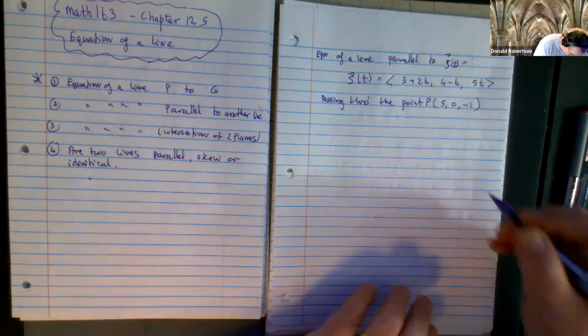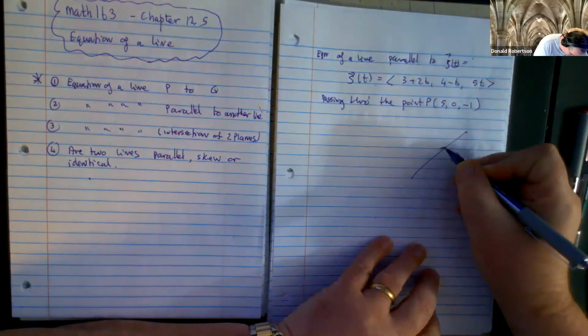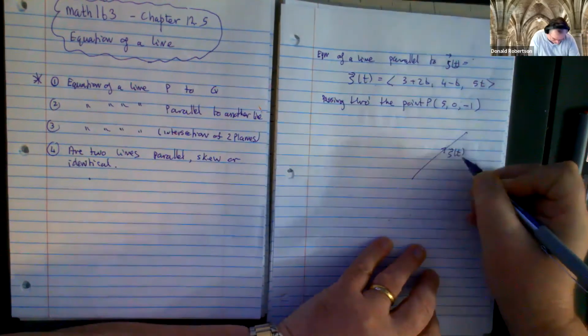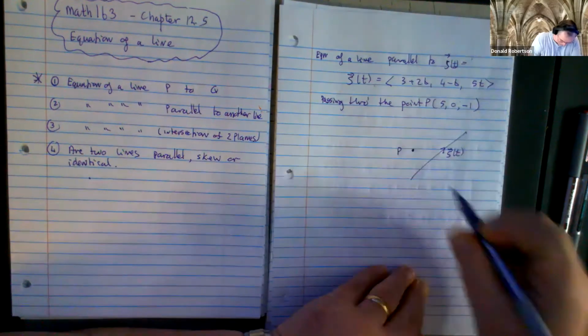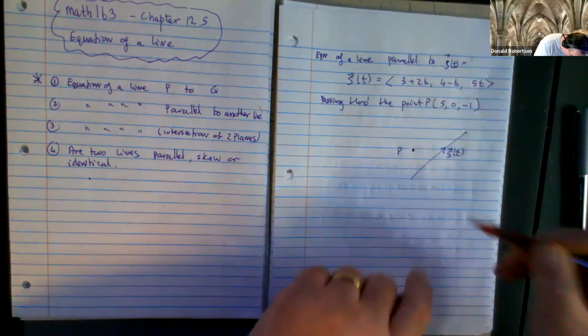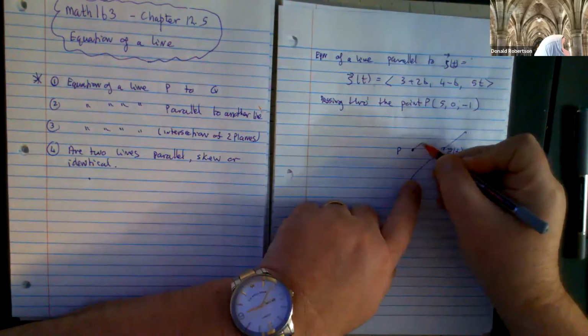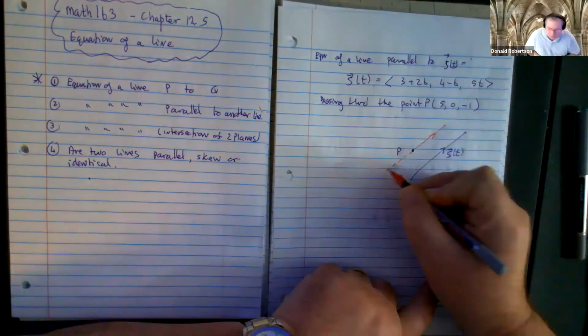So can you imagine that this is the line S of t, right? That's this line here. And I've got a point here, P, and my line has to be parallel to this one, but passing through P. So you see my line would be the red one, right?